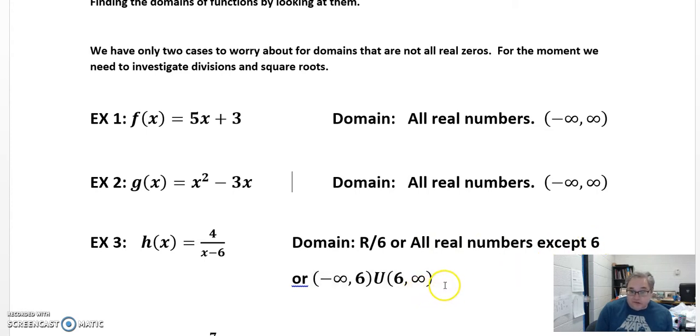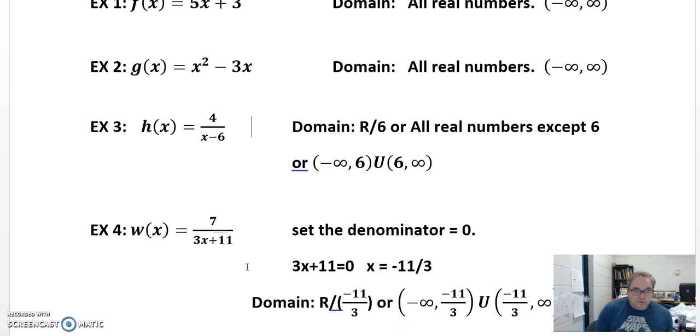I could write out x is not equal to 6. Here's set or interval notation. Negative infinity to 6, union 6 to infinity. This is a little awkward, but you're going to see it. So again, when you see division, your radar should go up that, ooh, there's probably something happening with my domain. And the way you find it is, you take the denominator, set it equal to 0, and see what value gives you 0.